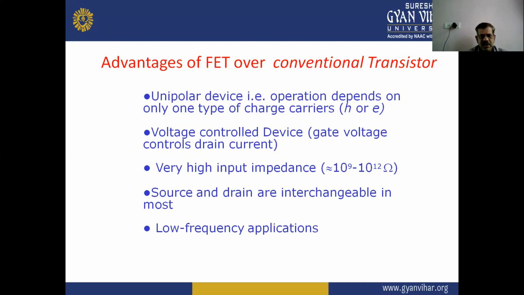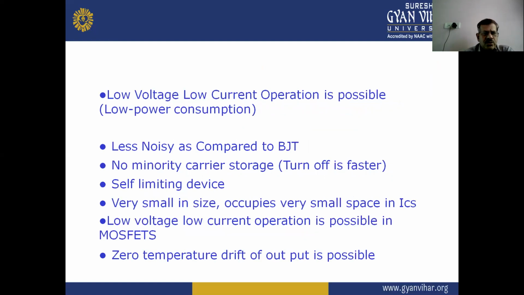And in FET, source and drain are interchangeable in most cases. So we can interchange the source and drain, and FET is used for low frequency applications. So these are some advantages of FET as compared to BJT. And also FET low voltage, low current operation is possible, or we can say that FET is a low power consumption device. And also FET is less noisy as compared to BJT, because in FET there is one junction, but in BJT there are two junctions. So FET is less noisy as compared to BJT.